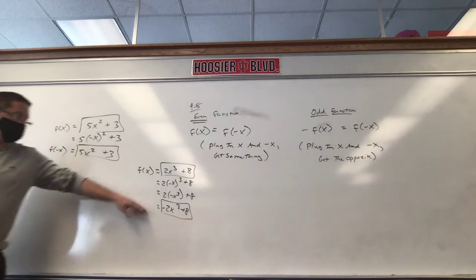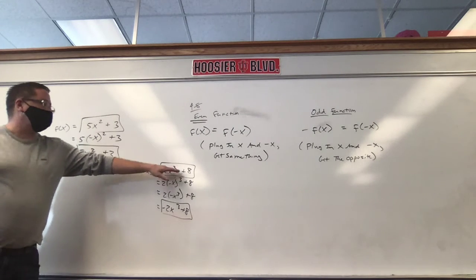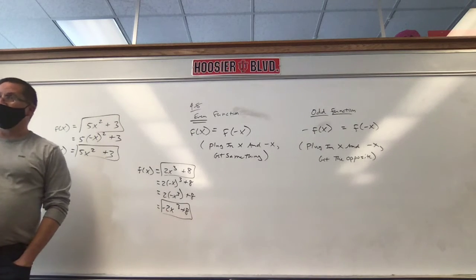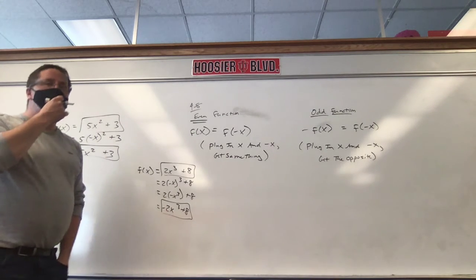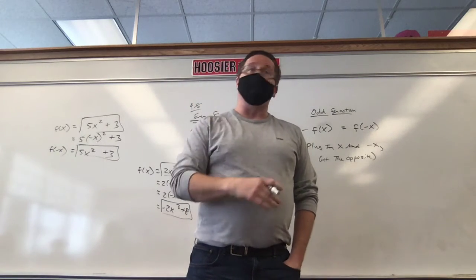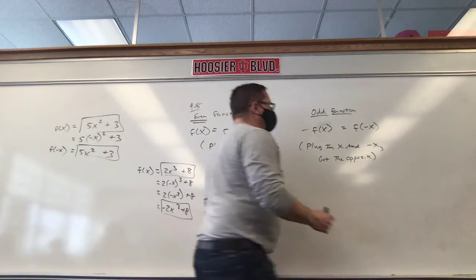It's definitely not even because they're not the same. But it's not odd. Why? Because of the 8. They're not opposites. What's the opposite of positive 2x to the third plus 8? Negative 2x to the third minus 8. So what's the answer here? It's neither one. A lot of students think functions are either even or odd. No, they're not. Most functions are neither one.